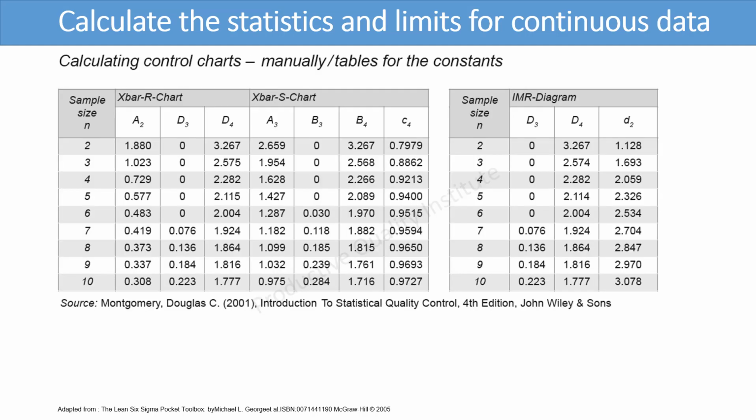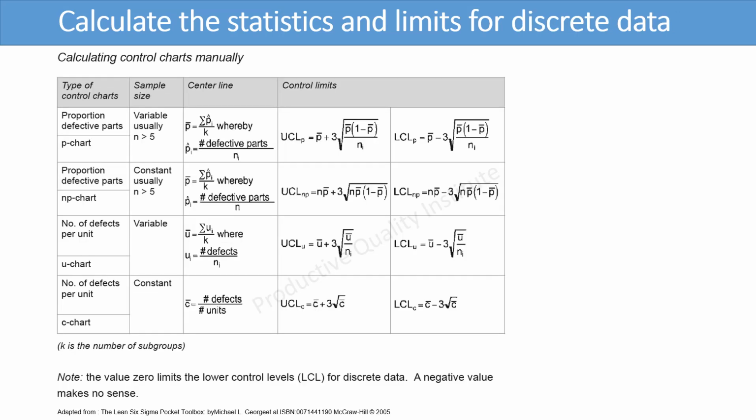Here is the table for the constants, which are used to calculate the control chart's statistics and limits manually. Here is the table, which is used to calculate the control chart's statistics and limits for discrete data manually. During the next 2 lectures, we will see how to determine these statistics and limits manually in detail, and using Sigma XL and Minitab.